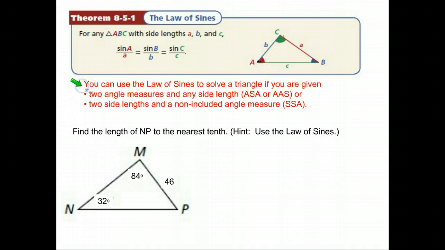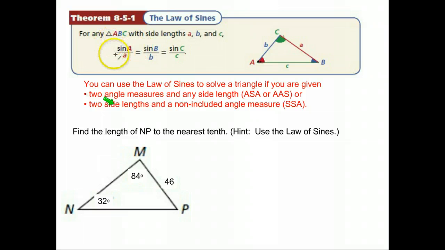Now for the law of sines, you can use the law of sines to solve a triangle if you are given either ASA, an angle, a side, and an angle with the side between the two angles, or AAS, angle, angle, side, where you have the angles and a side that's not included. You can also use it if you have two sides and a non-included angle. So those are the three cases when you might use the law of sines.